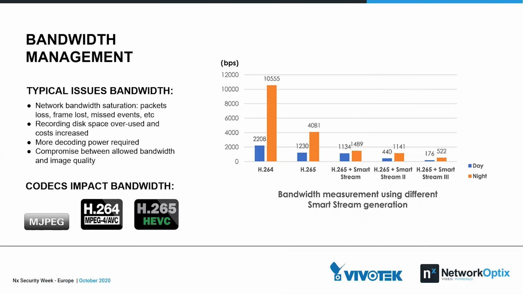So you need to manage as much as possible the compression of your video stream and the bandwidth that you use, for different reasons. The first one is that the more bandwidth you use, maybe you are going to saturate your network. If you do this, maybe you are going to lose packets, some frames, you are going to miss events.